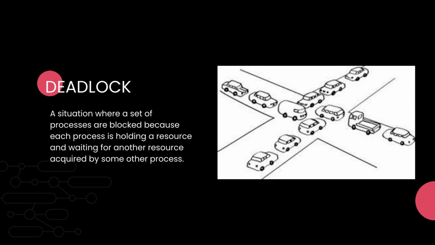A deadlock is a situation where more than one process is blocked because these processes are holding a resource and at the same time requesting for another resource that is acquired by some other process. Therefore, none of the processes get executed.